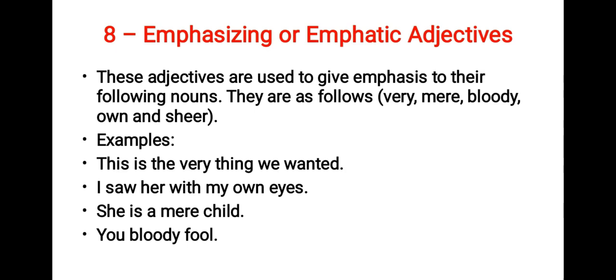Emphasizing or emphatic adjectives. These adjectives are used to give emphasis to their following noun. They are as follows: very, mere, bloody, own, and sheer. So emphasizing shows the importance or emphasis of the noun that is following those adjectives. For example, this is the very thing we wanted, or this is a very important meeting. I saw her with my own eyes. She is a mere child, you bloody fool. So these are the adjectives that show the emphasis on the noun that follows them, or the importance of the noun that follows them.